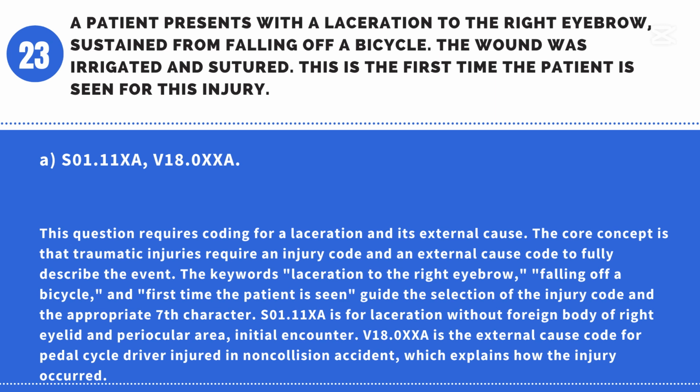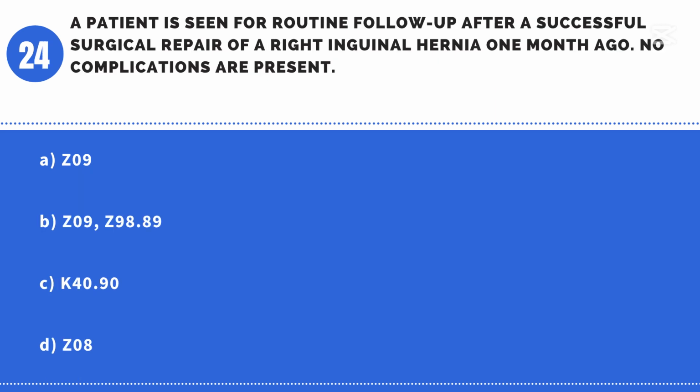S01.11XA is for laceration without foreign body of right eyelid and periocular area, initial encounter. V18.0XXA is the external cause code for pedal cycle driver injured in non-collision accident, which explains how the injury occurred. Question 24. A patient is seen for routine follow-up after a successful surgical repair of a right inguinal hernia 1 month ago. No complications are present. A. Z09. B. Z09, Z98.89. C. K40.90. D. Z08.